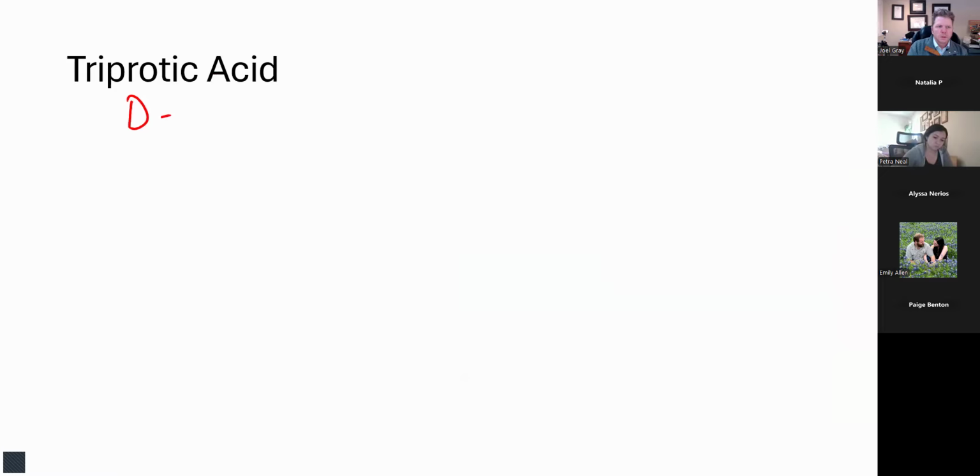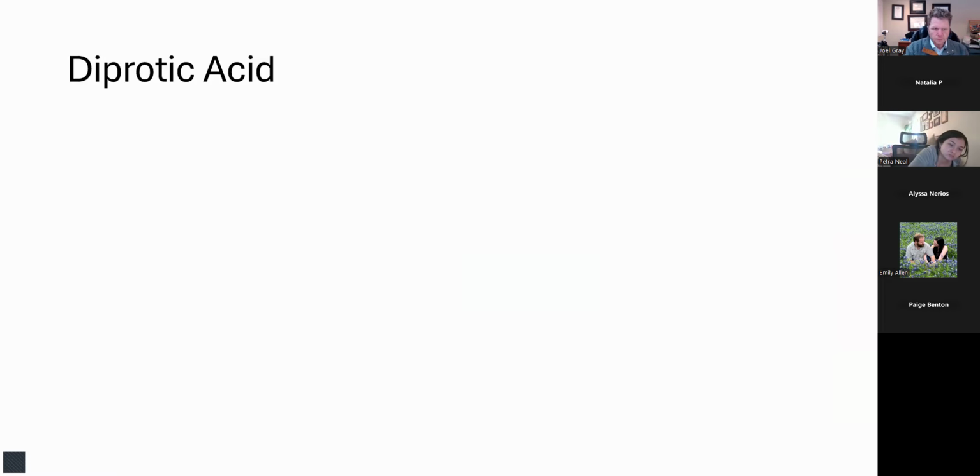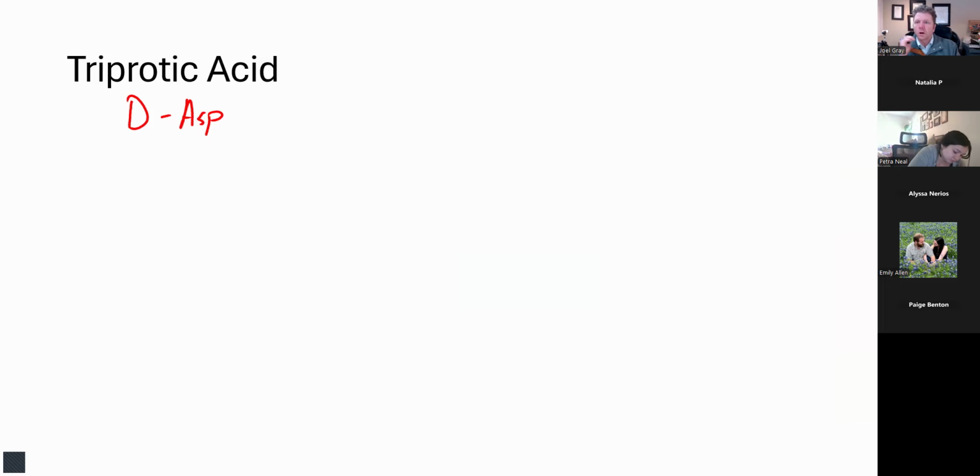Aspartic acid, ASP. This amino acid has pKa values, which I'll grab these numbers: 9.82, 2.10, 3.86. We are going to draw a titration curve for the triprotic amino acid, aspartic acid. We are also going to draw this molecule in all its different forms.